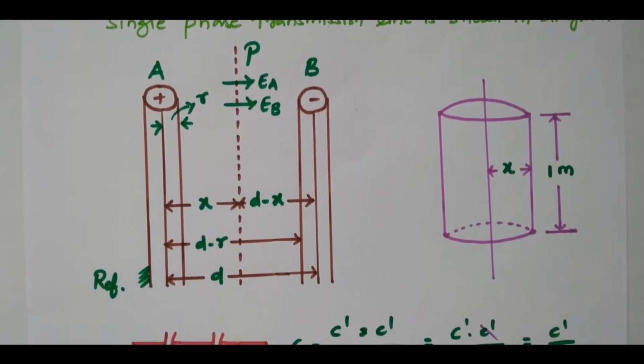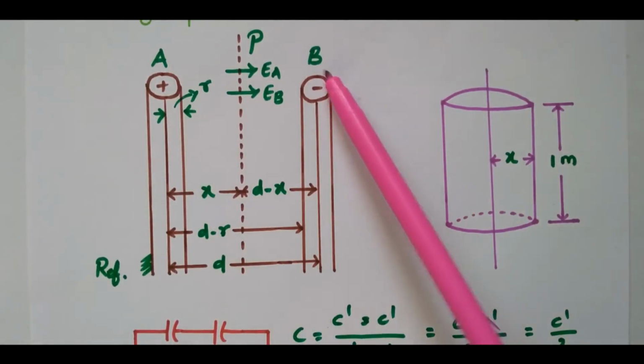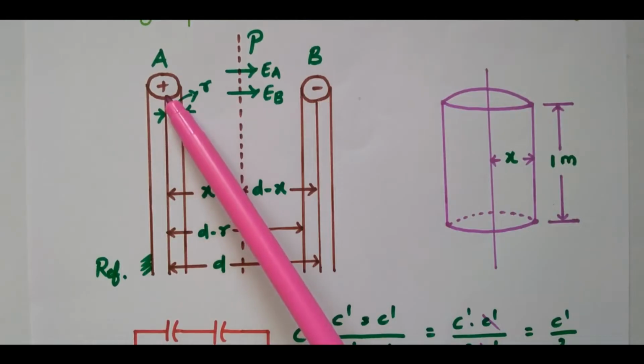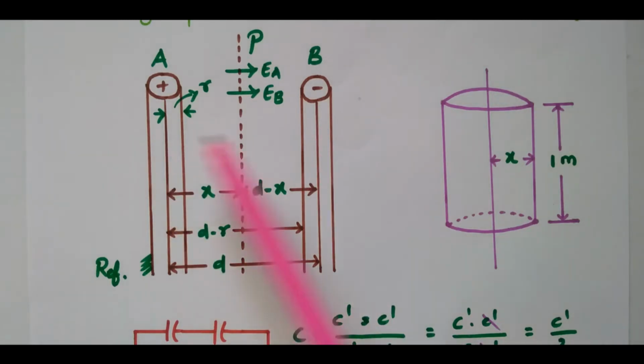By referring to the diagram, we have two conductors, conductor A and conductor B. Conductor A is positively charged and conductor B is negatively charged. Our aim is to find the capacitance between these two conductors, A and B.